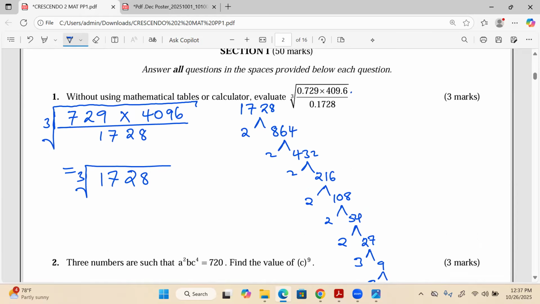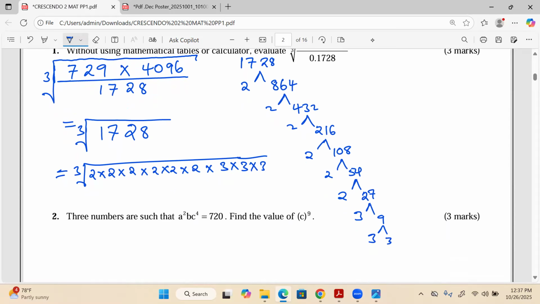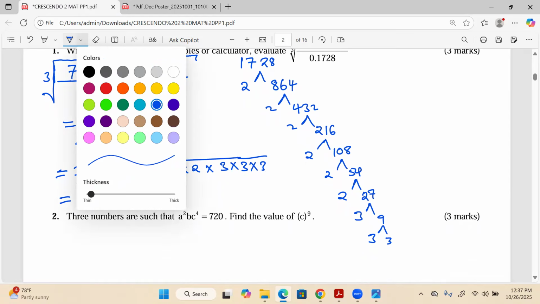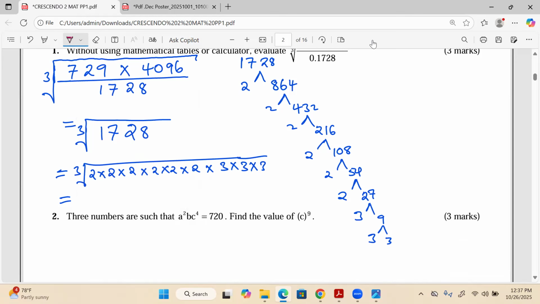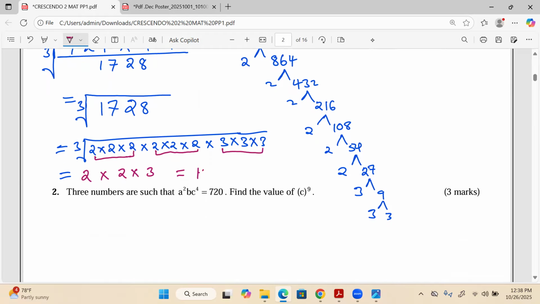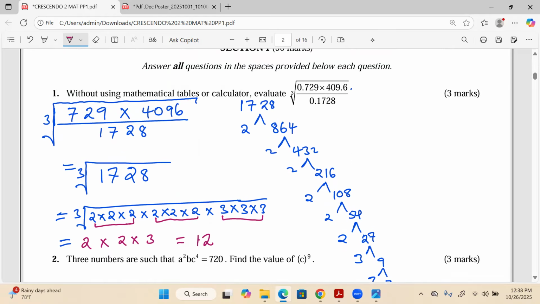So we can see that now we are finding the cube root of 2 times 2 times 2, then 2 times 2 times 2, and finally 3 times 3 times 3, when the number has been written as a product of its prime factors. To find cube root, it means for every 3 common factors, we pick one. So from the first 2's, we pick only 1, 2. From the next combination of 3 2's, we pick only 1. And these are 3's, we pick only 1, 3. So now the cube root shall be 4 by 3, which is exactly 12. So the answer in number 1 is 12.